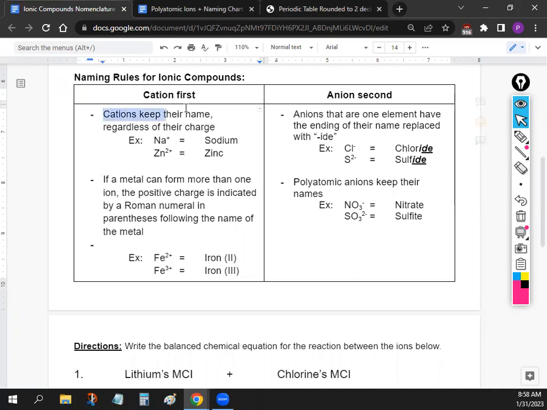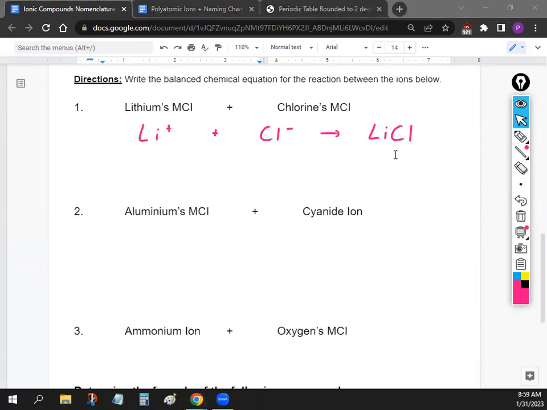If you take a look at it, it says for cations, they keep their name, doesn't matter what their charge is. So if it's Na+, we just write sodium. If it's Zn2+, we write zinc. So what do you think we should write for the cation name right here? Yeah, just lithium. This part right here is lithium, and it keeps its name, so we just write lithium.